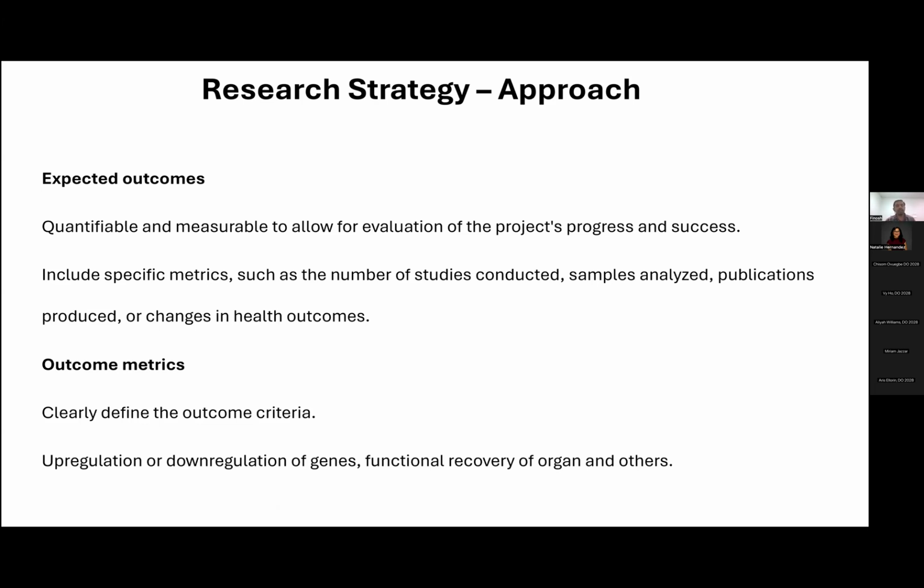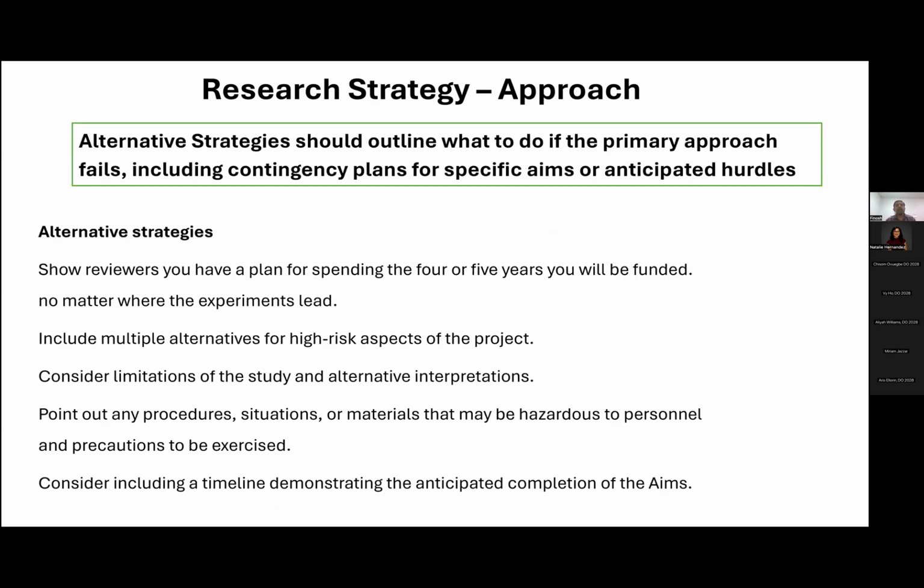Okay. For example, upregulation or inhibition of genes, or functional recovery of organs, or the complete wound healing, like that. Depending upon your hypothesis, you need to clearly emphasize the outcome metric. And also be ready with alternative strategies, which should outline what to do if your primary approach fails.